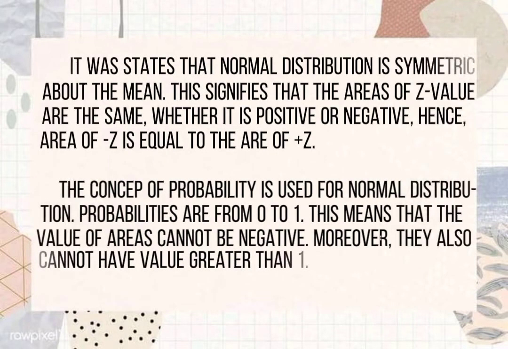It was stated that the normal distribution is symmetric about the mean. This signifies that the areas of a z-value are the same, whether it is positive or negative. Hence, the area of negative z is equal to the area of positive z. The concept of probability is used for normal distribution. Probabilities are from 0 to 1. This means that the value of areas cannot be negative. Moreover, they also cannot have a value greater than 1.